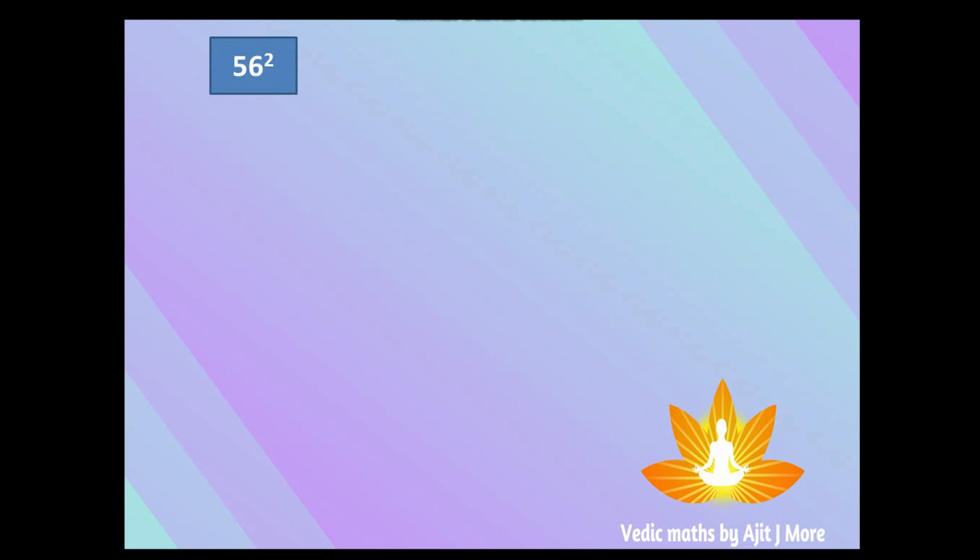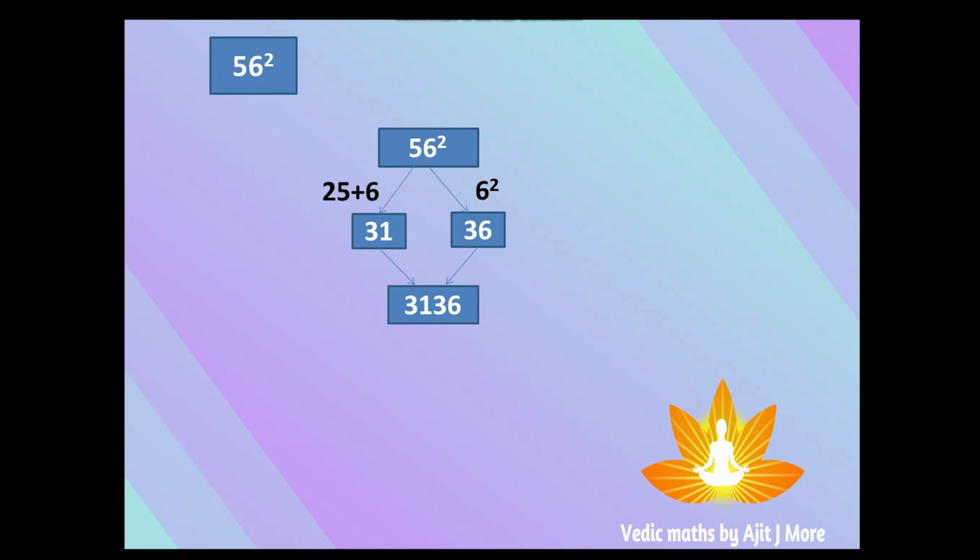Let's see one more example for your practice. 56 square. Now, what will be the first part? 25 plus 6. The first part is always 25 plus the unit place digit. So what is at unit place? 6, and 25 plus 6 is going to be 31. And the second part is always the square of the unit. Now in this case, who is at unit place? 6. 6 square is 36. Join both and you'll get the answer 3136. Isn't it easy? Yes.